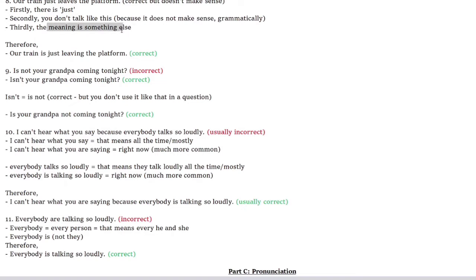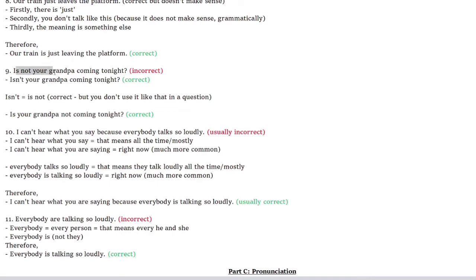The meaning changes if you construct such a sentence. So, our train is just leaving the platform. Now that makes sense, right? Makes perfect sense. You can use it in a conversation. If you say our train just leaves the platform, what's the meaning of that? You change the meaning. It doesn't fit.